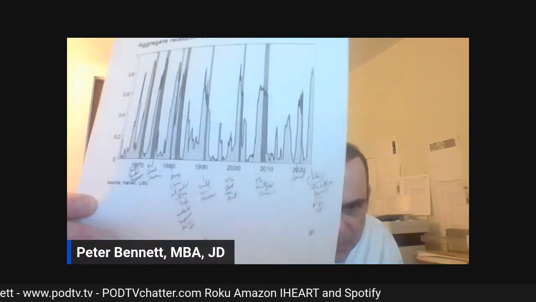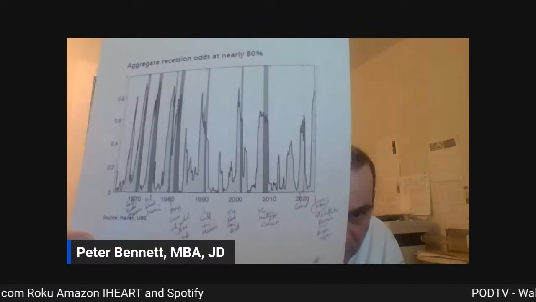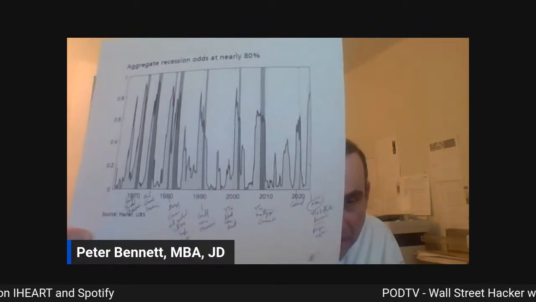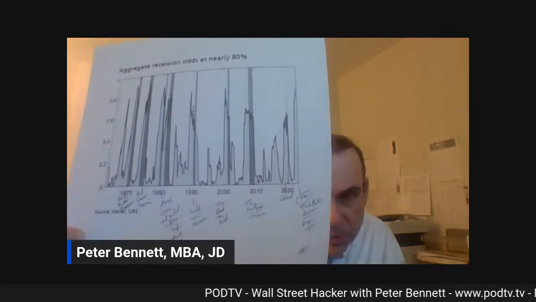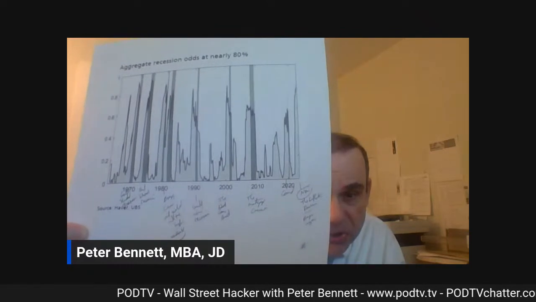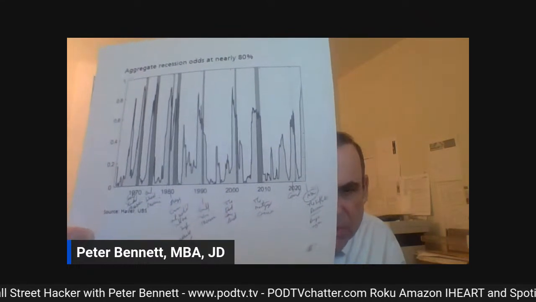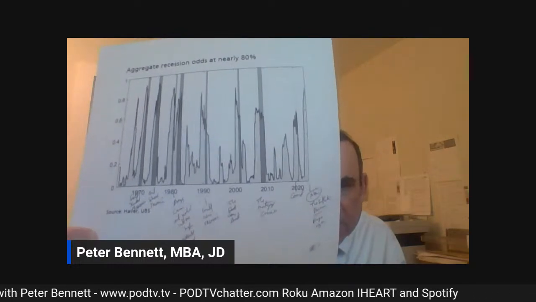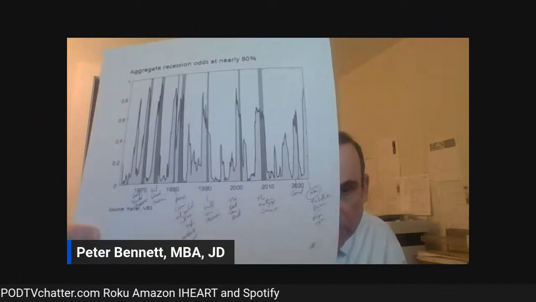Here's a really interesting chart from UBS. I've marked it at the bottom. This is their aggregate recession odds model. Right now, they're saying, and this came out about a week or two ago, I saw it, about an 80% chance of recession. What's also interesting is they predicted all the recessions in this model that actually happened. I marked them all.